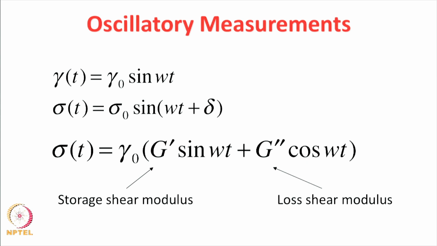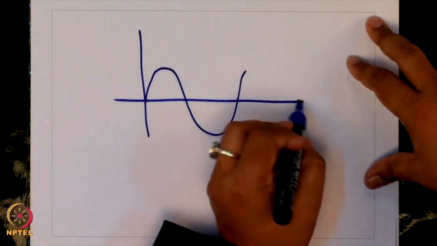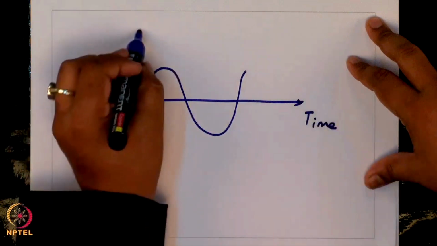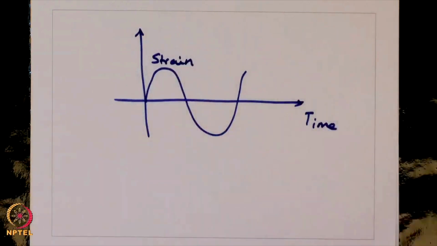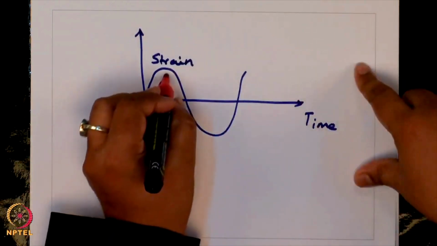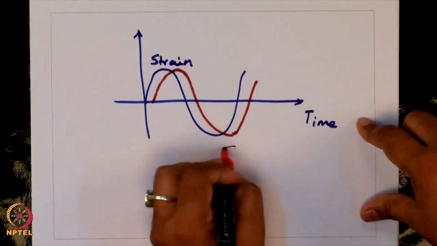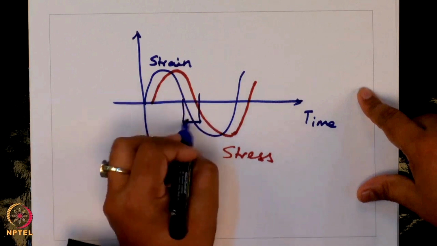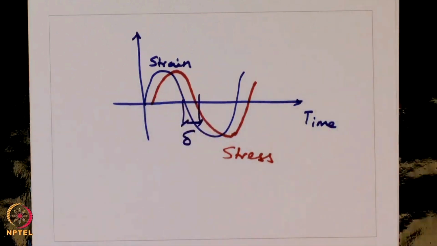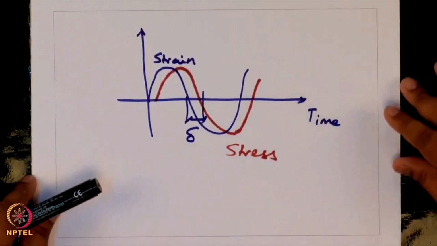So, what is a phase shift? If I were to draw, this is my strain, and this would be my stress profile, and this delay is nothing but delta. So, there is a phase shift of delta. If a material was perfectly elastic, then delta is 0. If the material is perfectly fluid, then delta has some value.